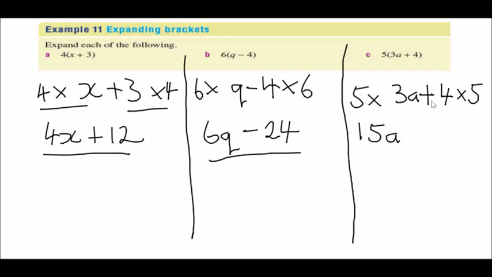The a just drops down, plus 4 times 5, which is 20. I've just expanded the brackets. Okay, so that is expanding the brackets. Hopefully that makes sense to you. Go over it again if you need to.